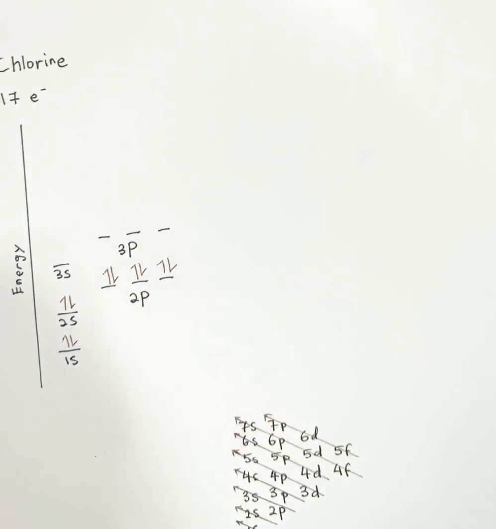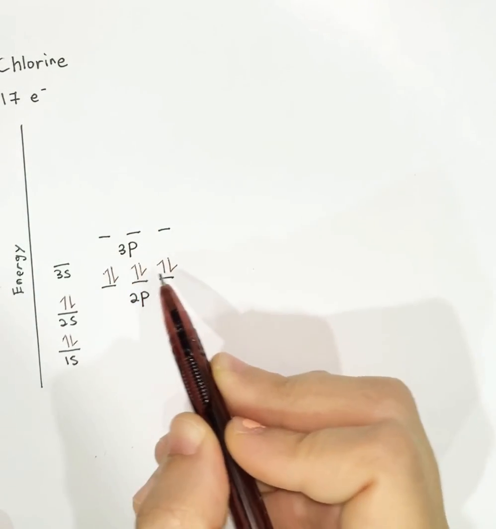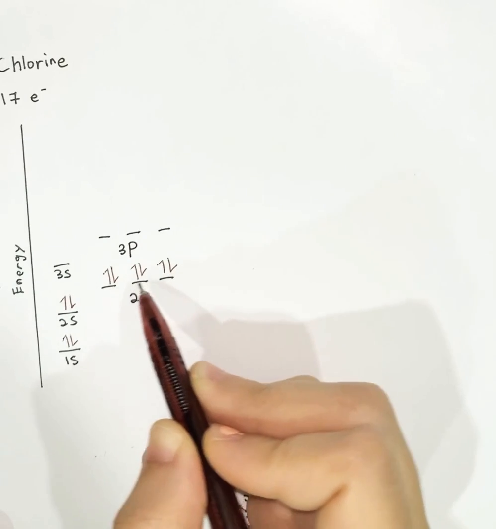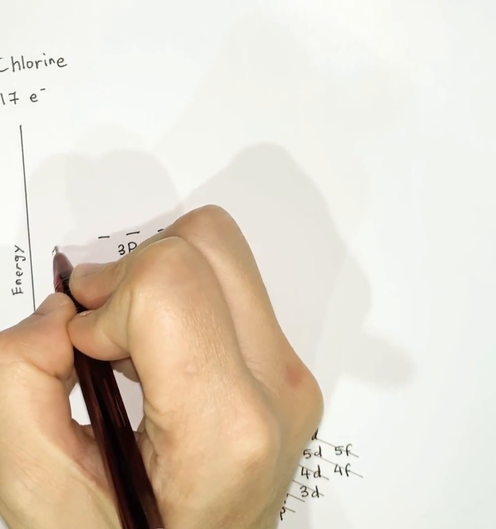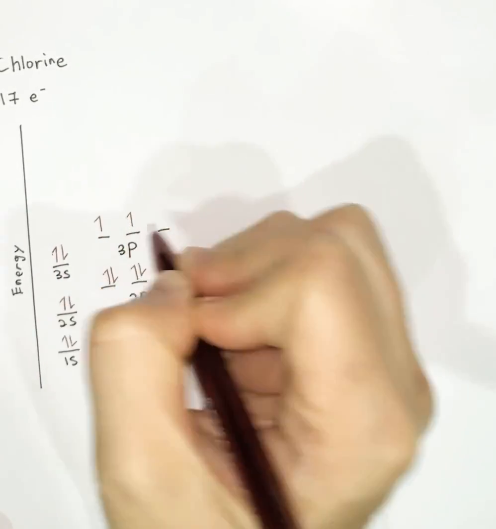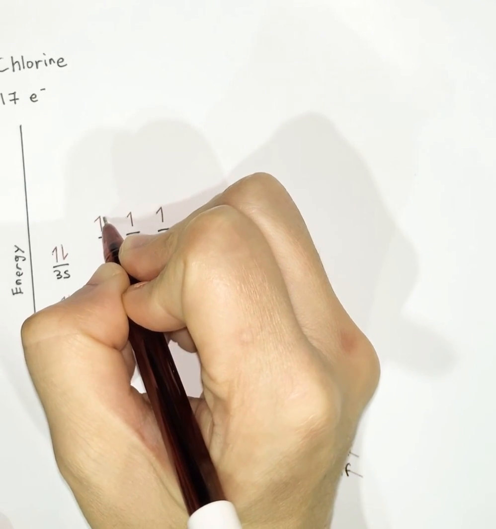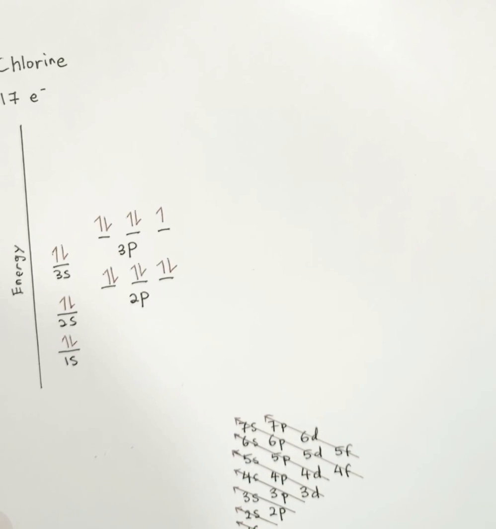You need to practice this, okay? Always fill up the up spin first in every orbital, followed by the down spin. So I've got 10. Now 11, 12, 13, 14, 15, 16, 17. I am done for chlorine.